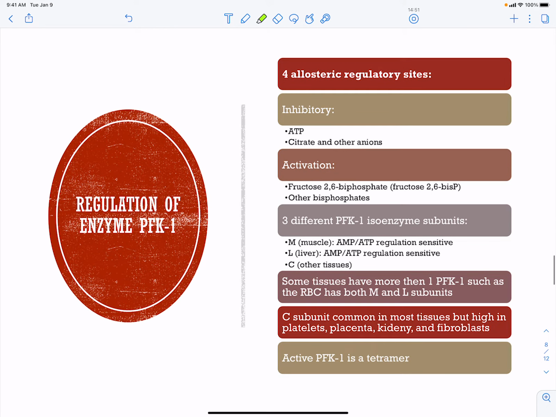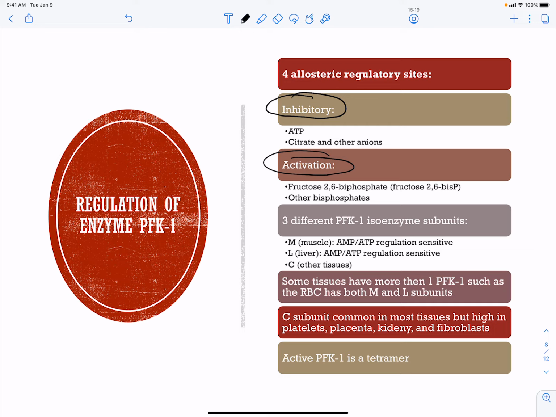So the regulatory sites are going to be inhibitory or activating. Inhibitory are ATP, or citrate, something else that is accumulating in response to too much energy. And activation is going to be those that accumulated with a need to push through glycolysis. It can be fructose 2,6-bisphosphate, and it can also be things like AMP.